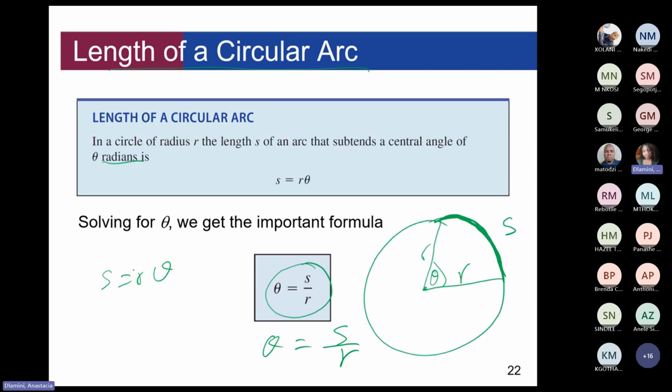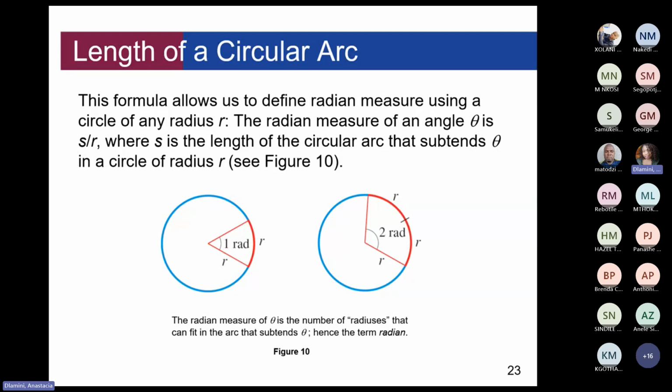So this formula allows us to define radian measures using a circle of any radius r, not specifically r equal to 1, but any radius, not specifically a unit circle. So now the radian measure of the angle theta is S over r. If we knew that r is 1, meaning that we're dealing with the unit circle, then it goes back to that definition and your theta is equal to the arc length S. That makes that definition true. But now the theta changes because we do not know what r is.